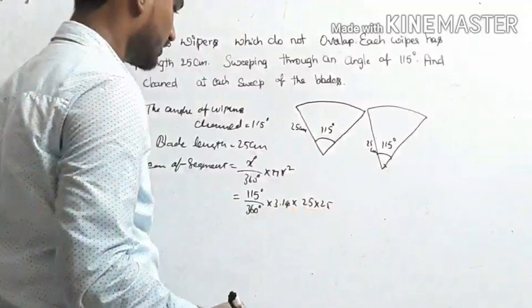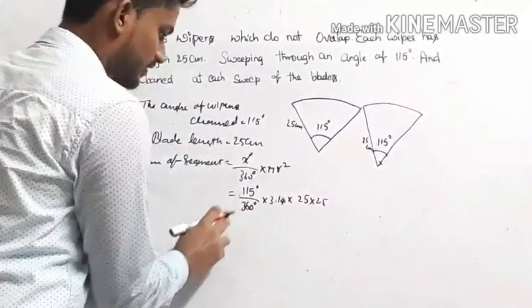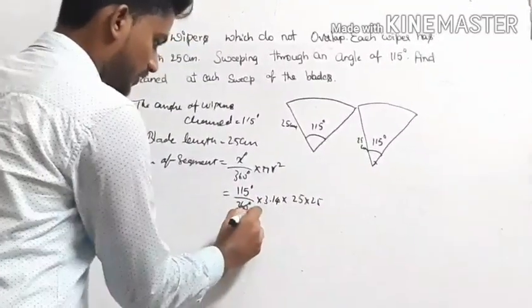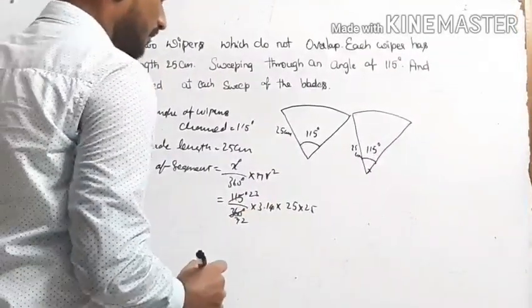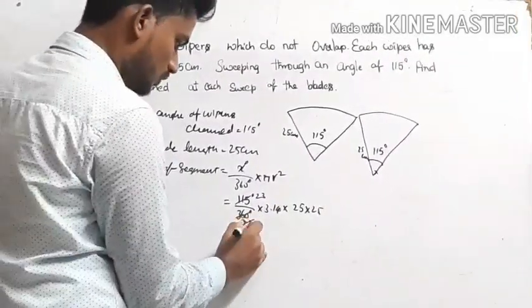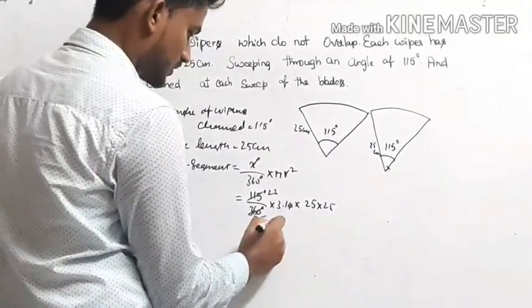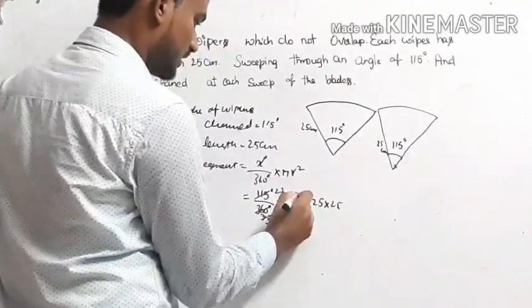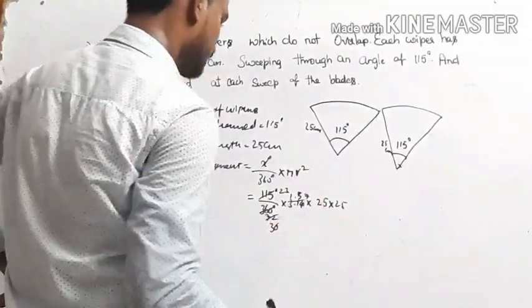25 squared is 25 into 25. Then we can divide by 5. 5 7s are 35, 5 2s are 10, 5 3s are 15. Then by doing it, 2 3s are 6, 2 6s are 12. This is 2 1s are 2, 2 5s are 10, 2 7s are 14, 1.57.